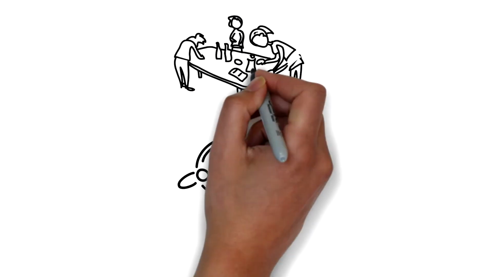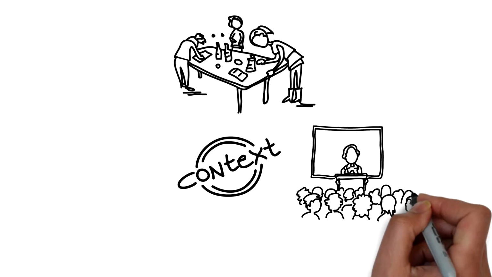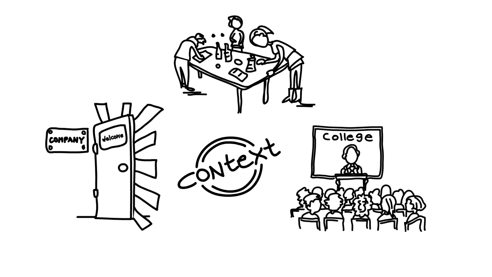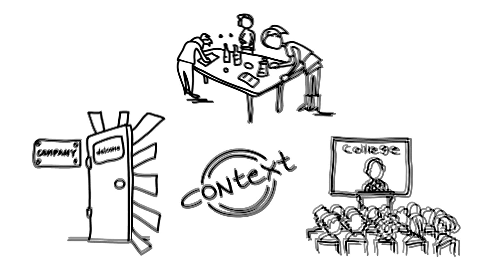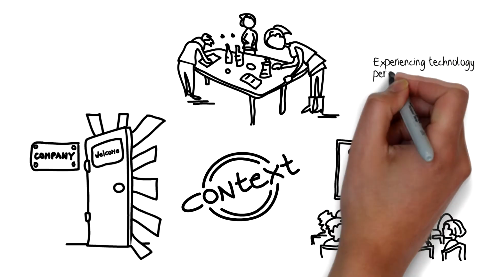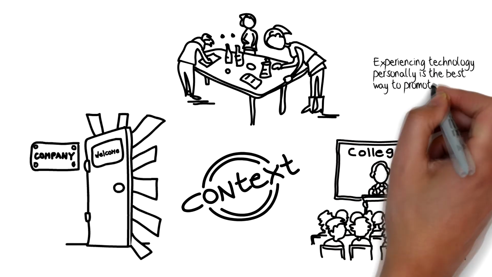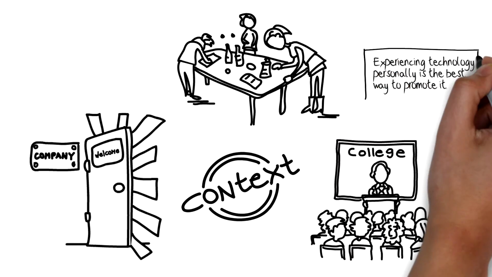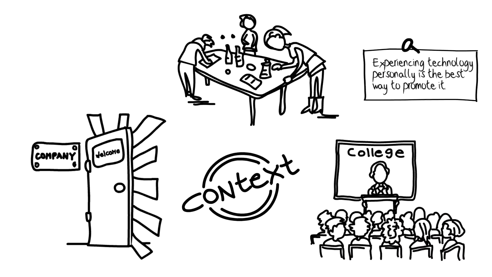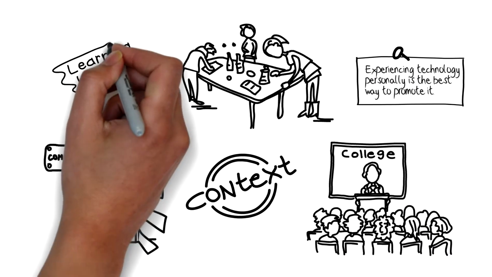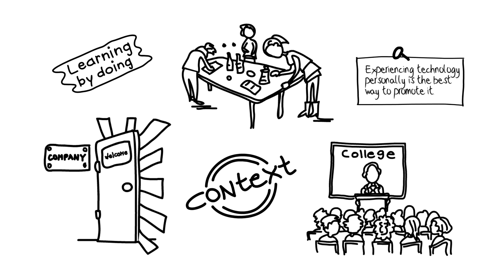By adding context to scientific and technical subjects, JetNet improves the existing curriculum in different ways. Some examples are workshops, guest lessons, company visits, and so on. As far as JetNet is concerned, experiencing technology personally is the best way to promote it. Therefore, JetNet advocates an approach of learning by doing, which is incorporated in all of our activities.